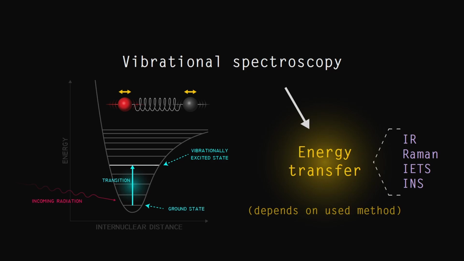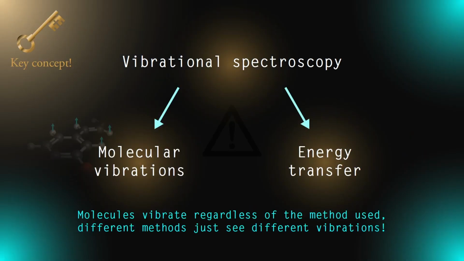Depending on the type of energy transfer, we might not see all vibrational modes of a molecule. Therefore, spectra of different vibrational spectroscopies do not look the same. Attention, this is a key concept. The separation of vibrational spectroscopy into these two topics is something many people have problems with. Understand that molecular vibrations and energy transfer are two separate things to study, to really make sense of vibrational spectroscopy.